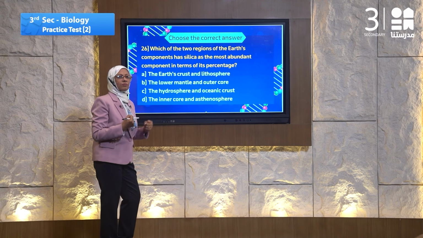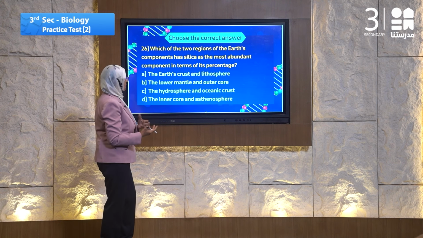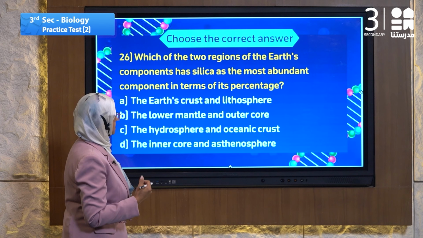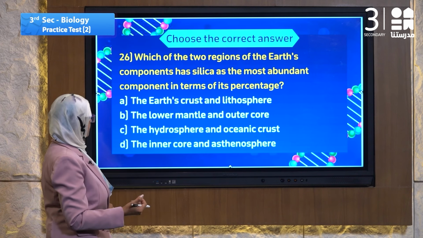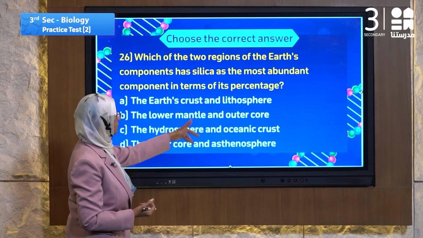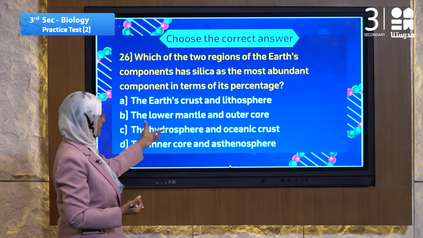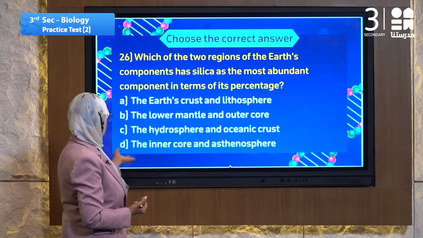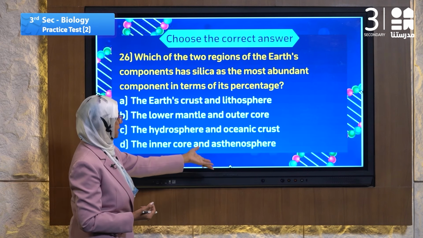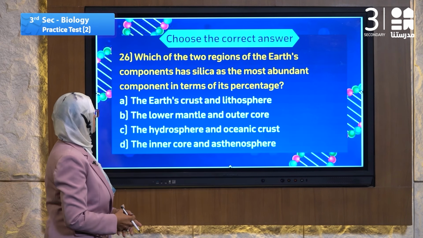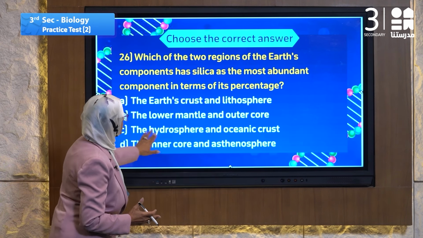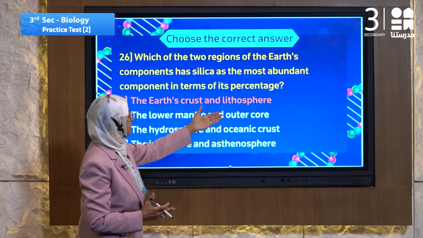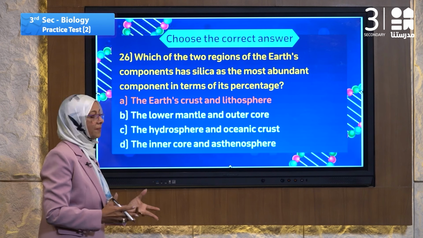Let's read very carefully again. The lower mantle and the outer core. No, the lower mantle does not contain silica. The hydrosphere and the ocean crust. The inner core and ionosphere. No, the first one is the answer. The answer is A. The Earth's crust and lithosphere contain more silica.